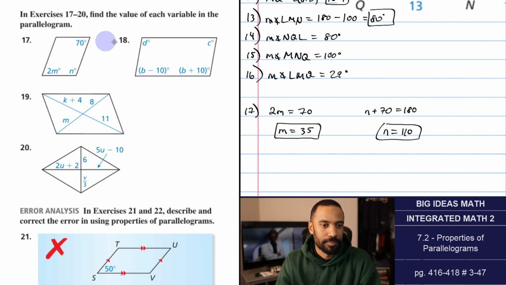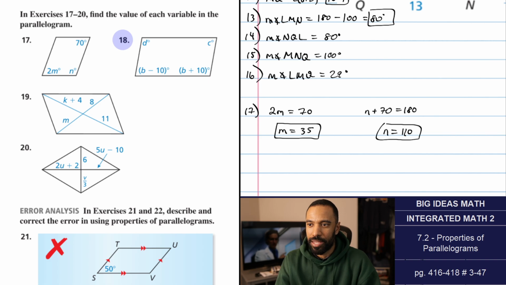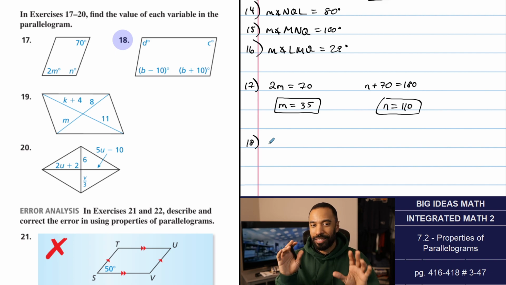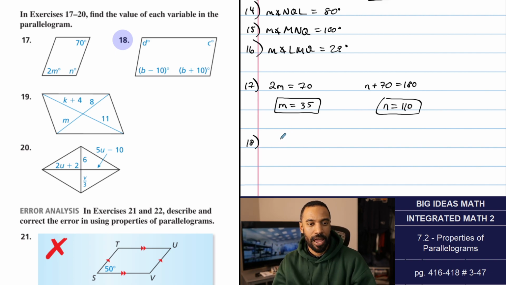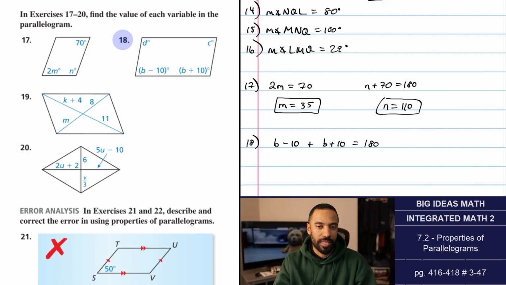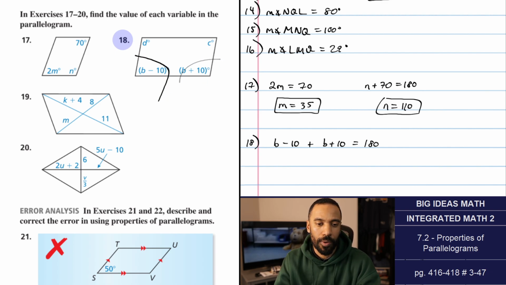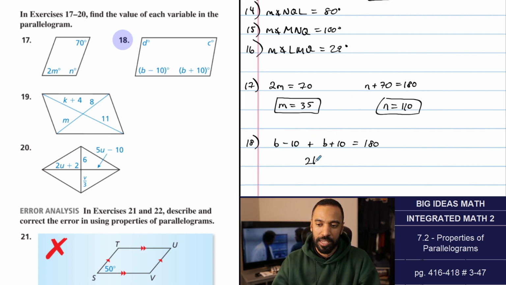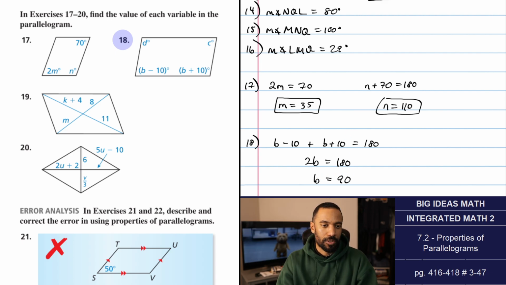Number 18, a parallelogram, and we have 3 variables here. Now, there's no one given measurement of its own, like the 70 there. Everything has some sort of variable. B is an interesting case because I can use it with itself. B minus 10 plus B plus 10 should be 180 degrees right here. They're supplementary, they're consecutive angles. This guy plus this guy is going to equal 180. So let's solve for B given that. Negative 10 plus 10 is 0. That's gone. And B plus B is 2B. Divide both sides by 2 and you get B equals 90. Now, this angle isn't 90 degrees. This is 90 minus 10, which is 80 degrees. And this is apparently 100 degrees.